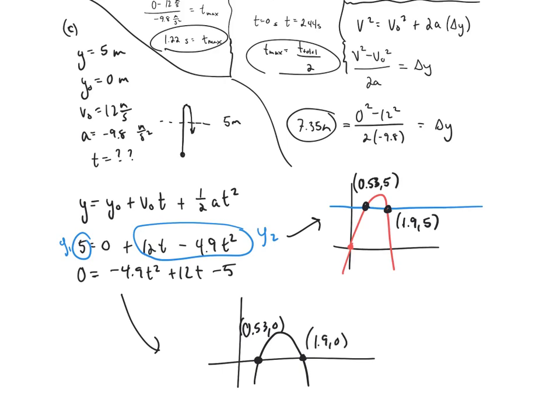So take a look. These are the two approaches. If you find the zeros, your zeros are going to be 0.53 comma 0, the roots, or 1.9 comma 0. Whereas over here, the coordinate is going to have 5 as the y-coordinate, because what are we looking for? The time when they each reach a height of 5. But either way, the time is what matters. 0.53 is one answer, and 1.9 is the other answer.